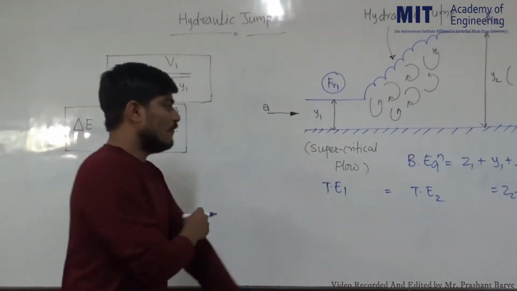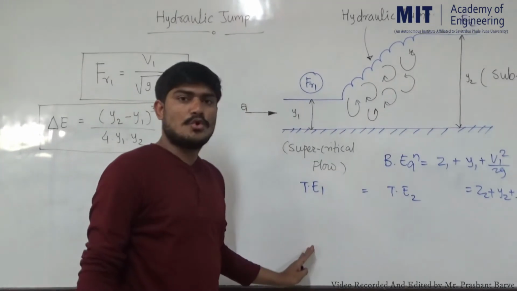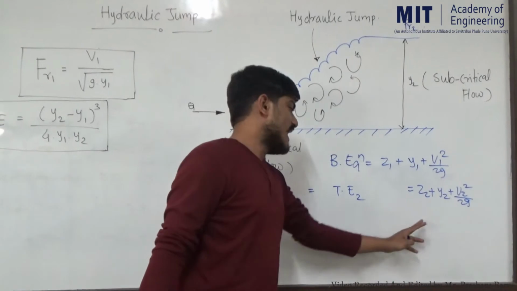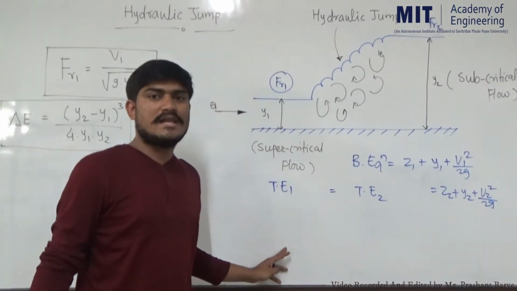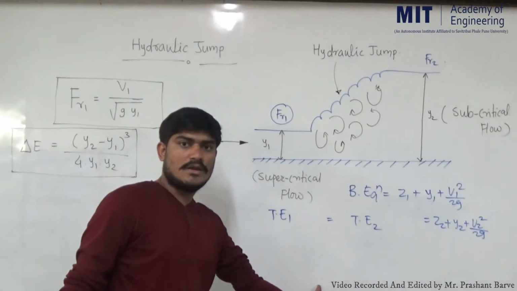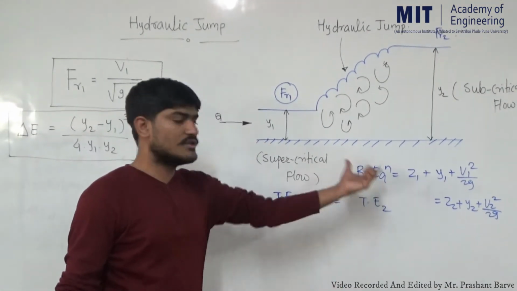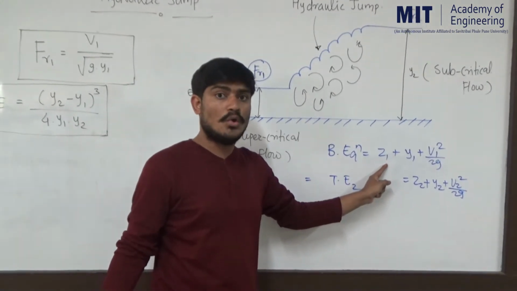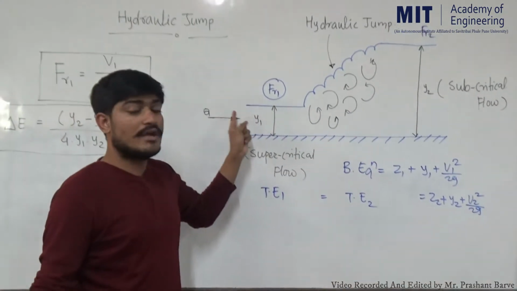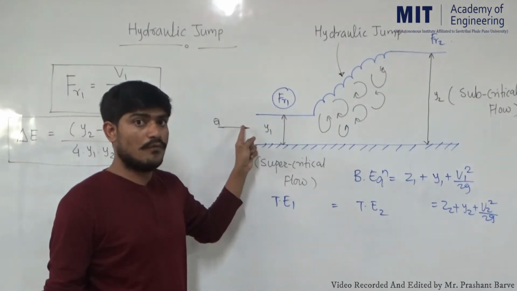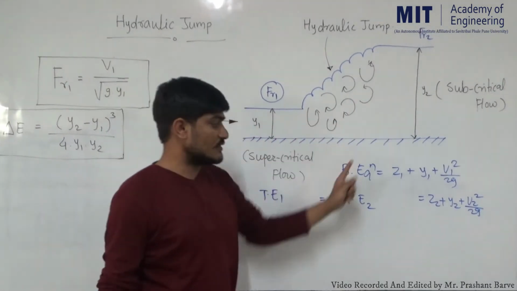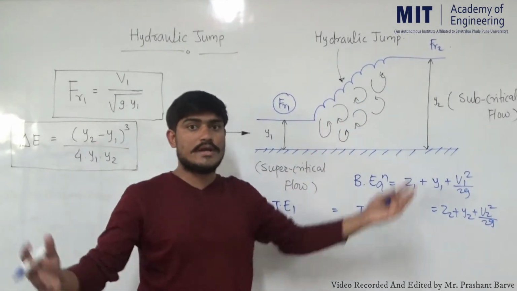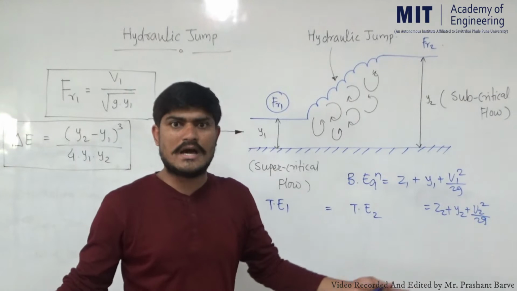So first of all, what we will do is determine the total energy at section number 1, then determine the total energy at section 2, and take the difference between these total energies. The remaining component is nothing but the head loss between sections 1 and 2. You know that Bernoulli's equation is valid for ideal flow. But here we are talking about real fluid flow. Therefore, of course, there is going to be a head loss. After all, a hydraulic jump is taking place, so of course the magnitude of head loss will be very large.